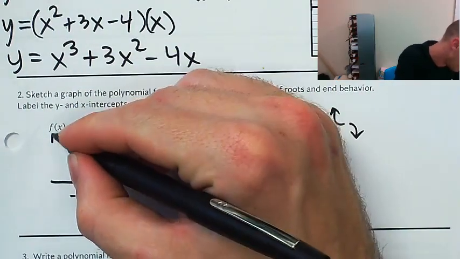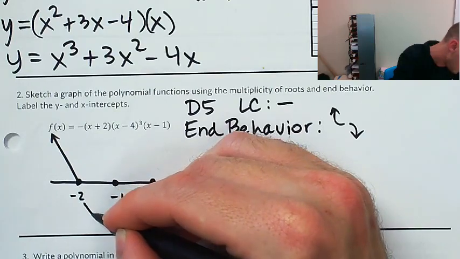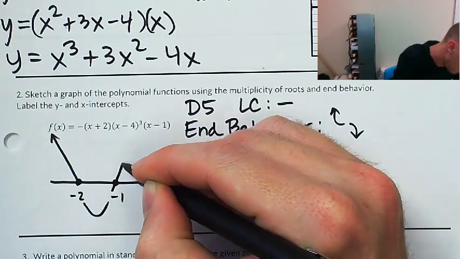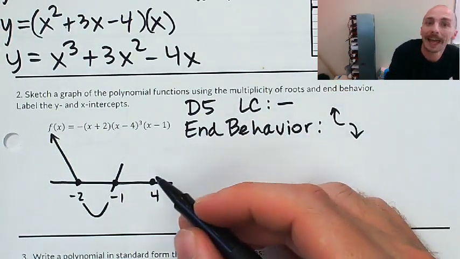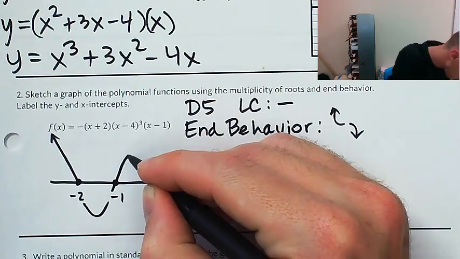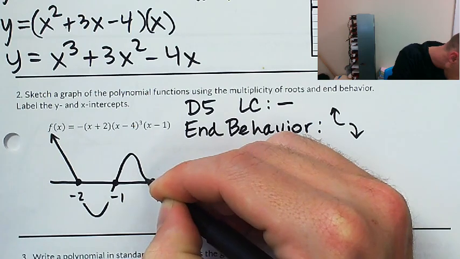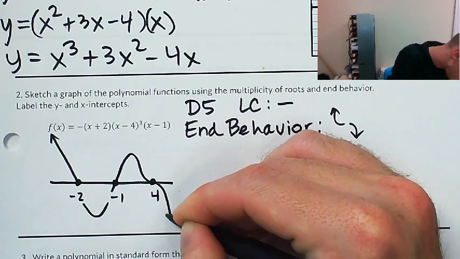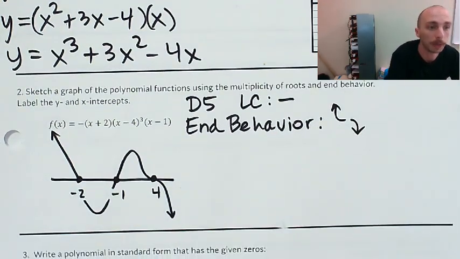X equals negative 2 is a single root, so this graph is going to pass through here confidently. X equals negative 1, also a single root, going to be confident there. But x equals 4 is a triple root, so it needs to hesitate before it passes through. So it's going to come back down and hesitate as it goes down through. Okay, and that's going to be a sketch of the polynomial.